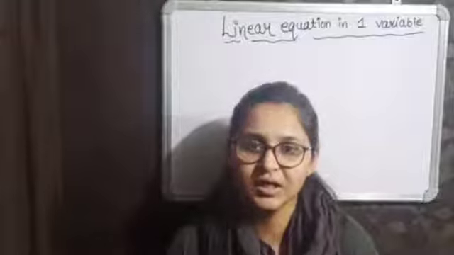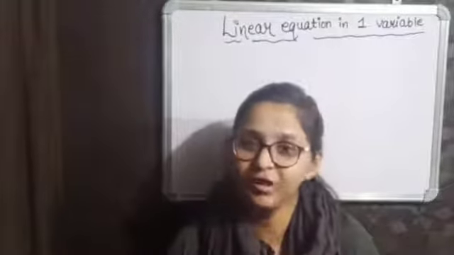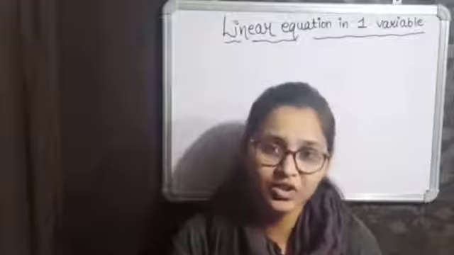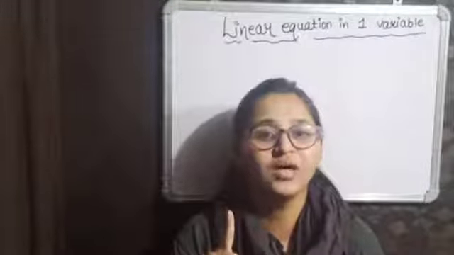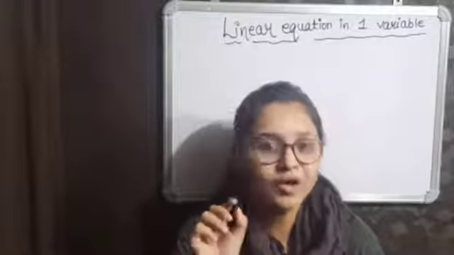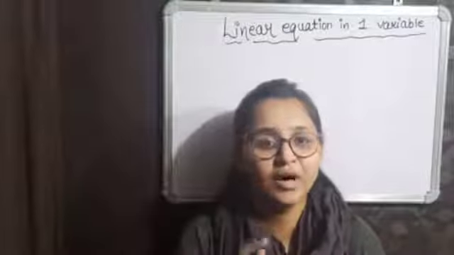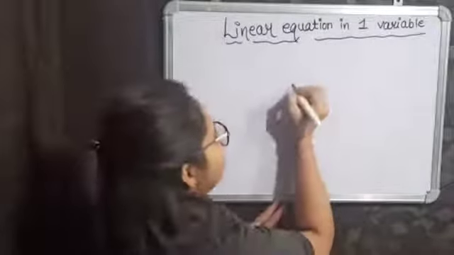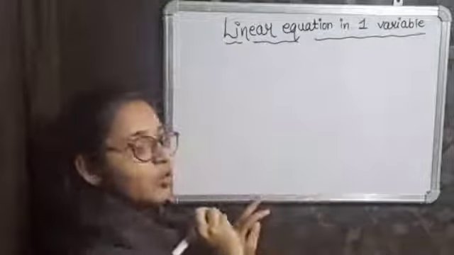Yesterday, we studied the linear equation in one variable. So, what is a linear equation in one variable? An equation that involves only one variable and the degree or power of your variable will be 1. Then it is called a linear equation in one variable. I told you that the power of your variable must be equal to 1.